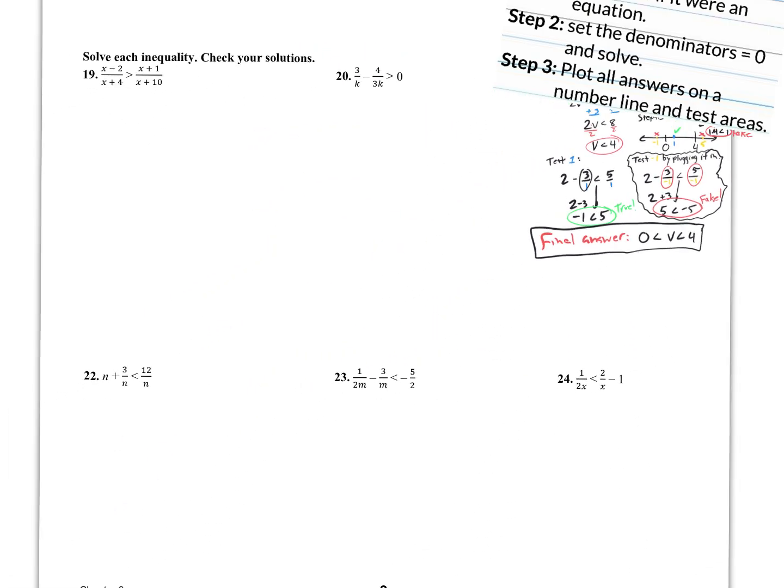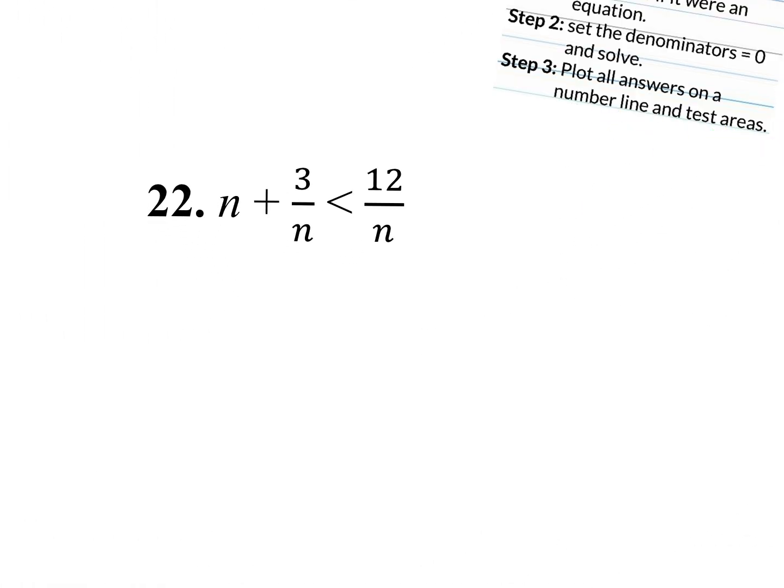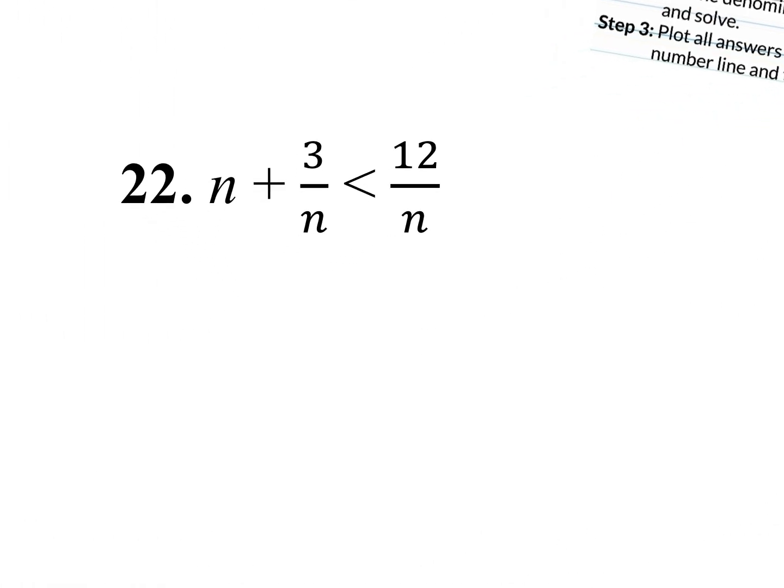Let's try number 22 right here. This is also pretty easy. Why? Because it doesn't have like an n plus 5 and an n minus 3. If you had an n plus 5 and an n minus 3, you'd get two more different answers by setting the denominators equal to 0. So you'd have more values, more areas to test.